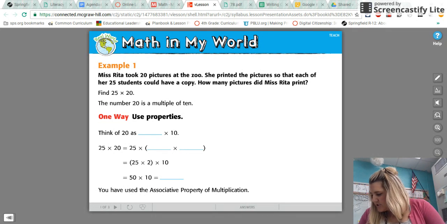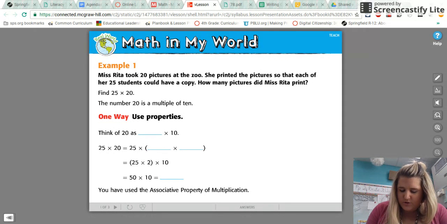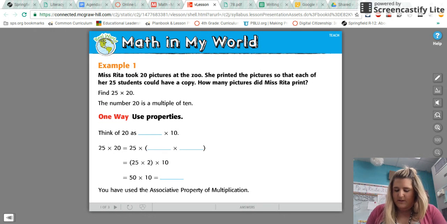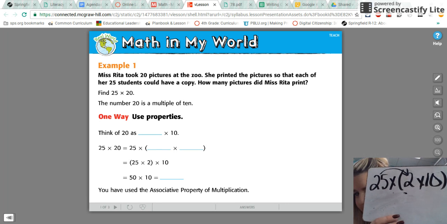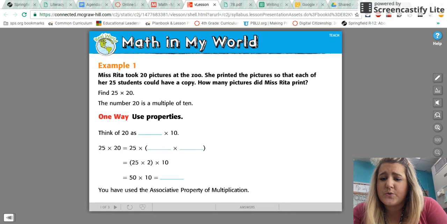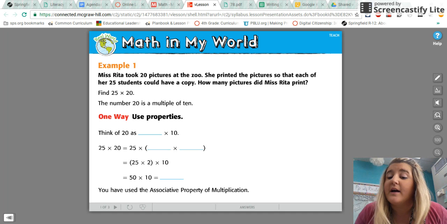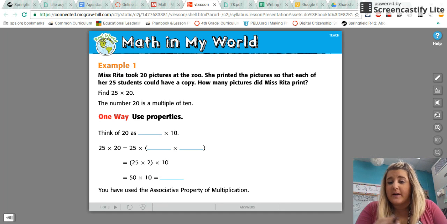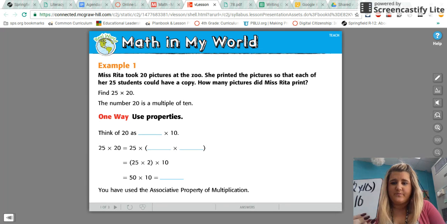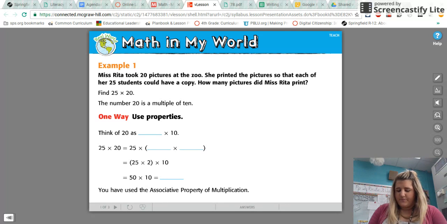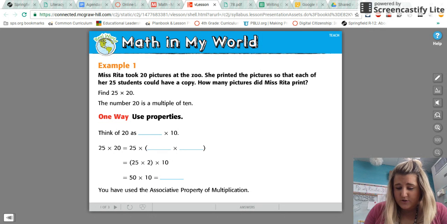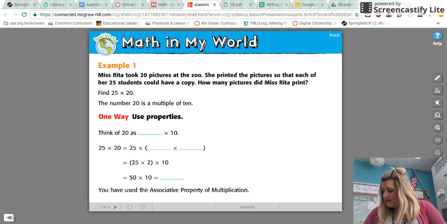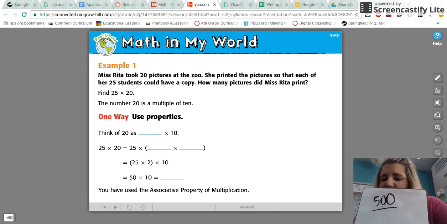Then they've got you doing 25 times 2 times 10. What they're doing is putting a little imaginary arrow next to 25 times 2, so they're doing that first. 5 times 2 is 10. I'm going to put that 0 in the ones place. Then 2 times 2 is 4, plus that 1, so that's going to be 50. It's already written there for you. Now you have 50 times 10. 5 times 10 is 50, and then we need to add that extra 0. So how many pictures has Miss Rita printed? She's printed 500 if you add that extra 0.